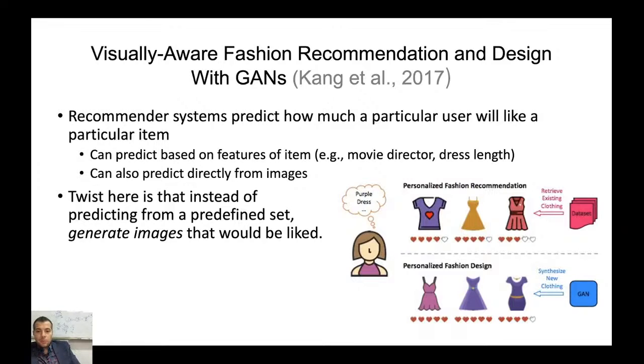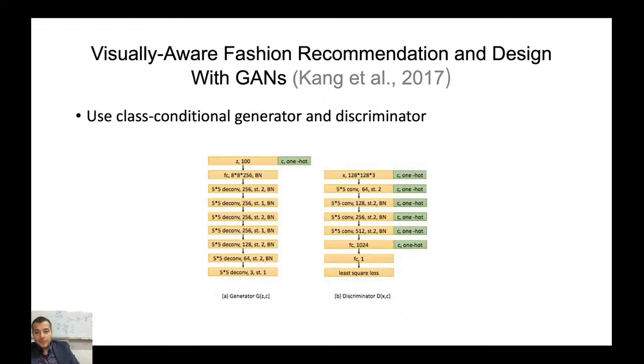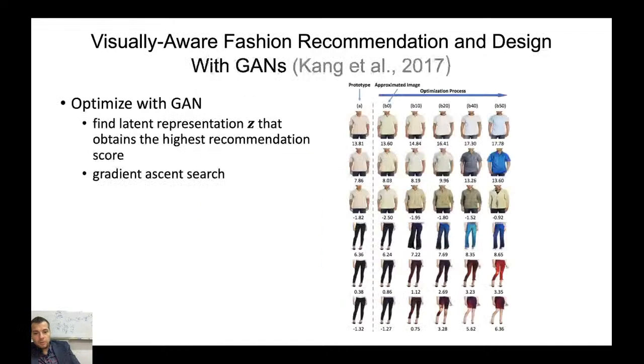Okay, so usually this is done from predefined sets of fashion items. So the twist here with GANs is we generate images from scratch. We do not select an image from a predefined set. Okay, so they employ the class conditional generator and discriminator. So they use class conditioning in both generator and discriminator, and they make sure that they optimize the GAN such that it obtains a latent representation that obtains the high recommendation score.